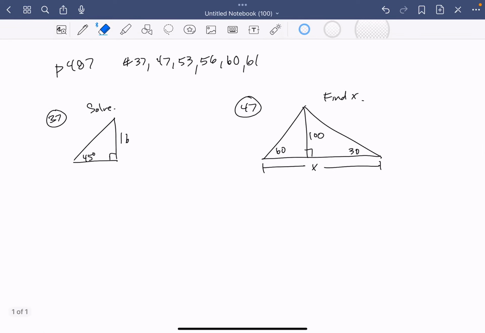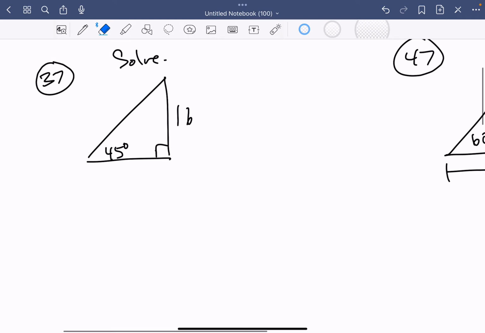Okay, so let's do some homework together. If I look at number 37, it says to solve this triangle. When it says solve the right triangle, it means it wants me to find all of the sides and angles of that triangle. Really? Solve the triangle?